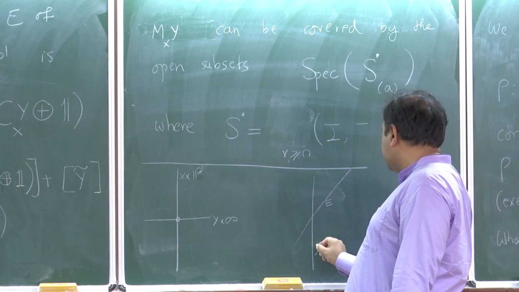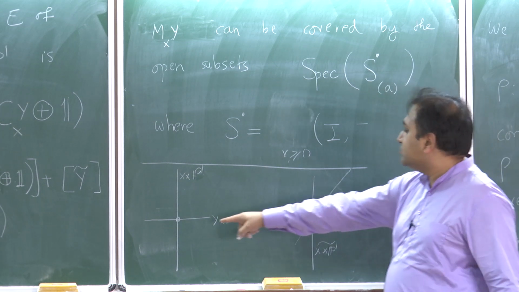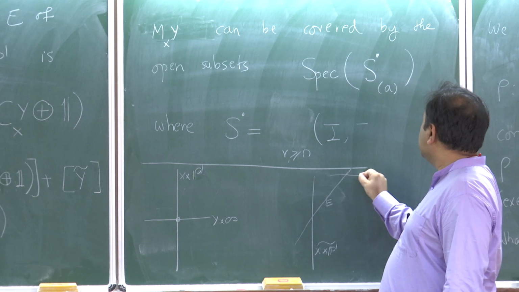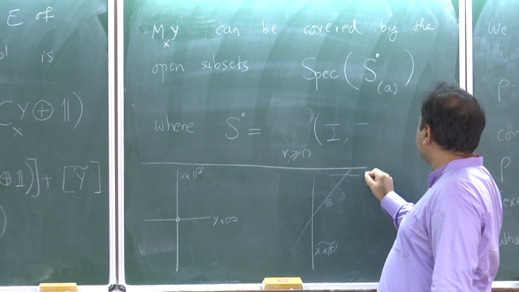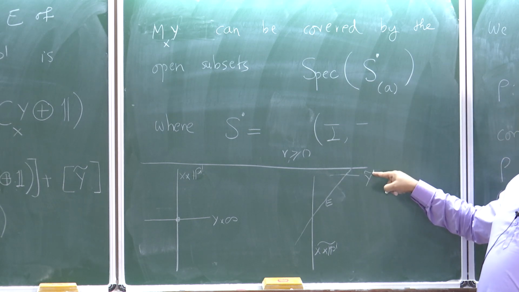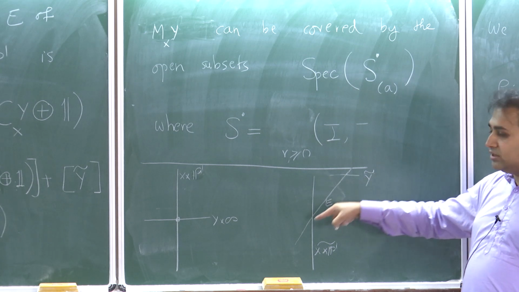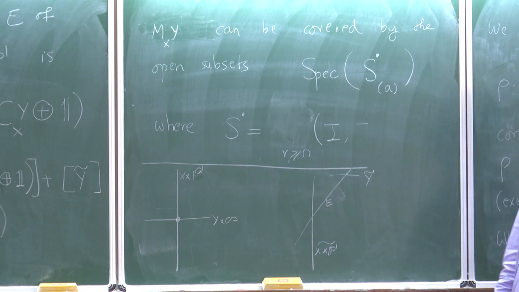Maybe I will write it as this. The strict transform of this meets somewhere over here. This is my y tilde. What I'm throwing away is this part, and what is left over here of the exceptional divisor is my normal cone.